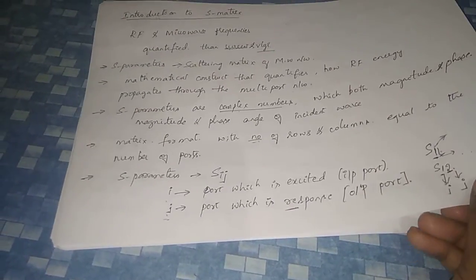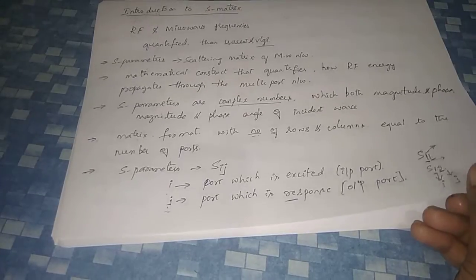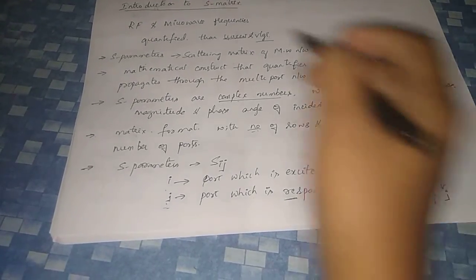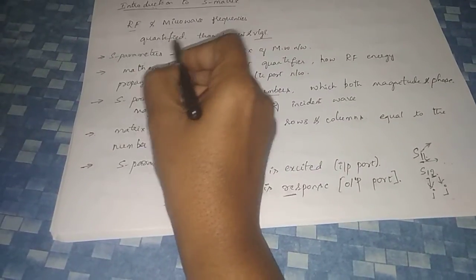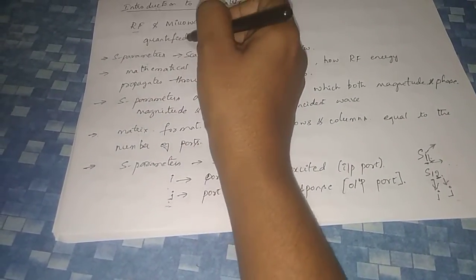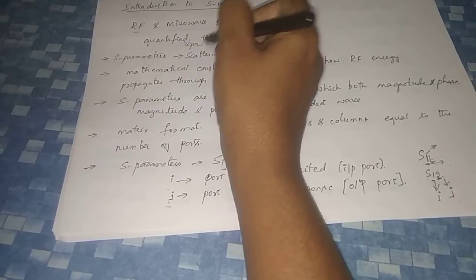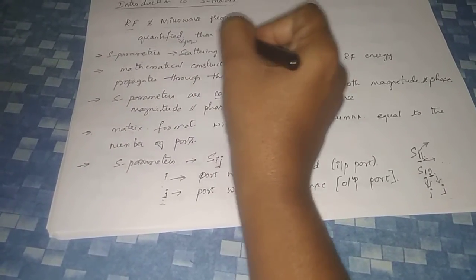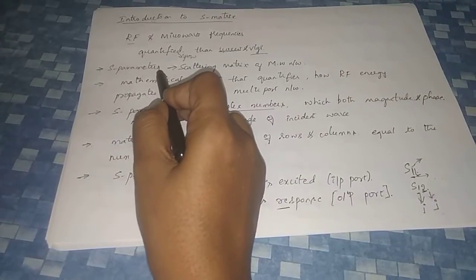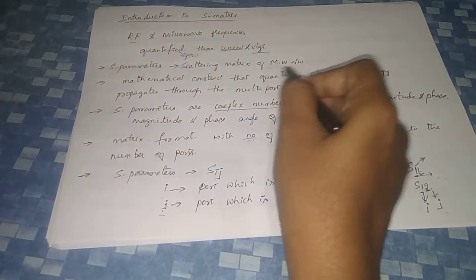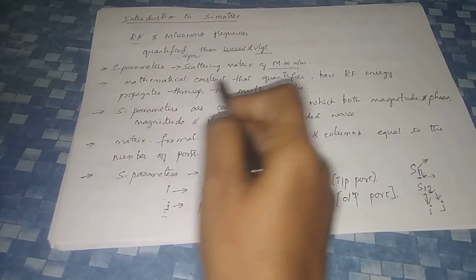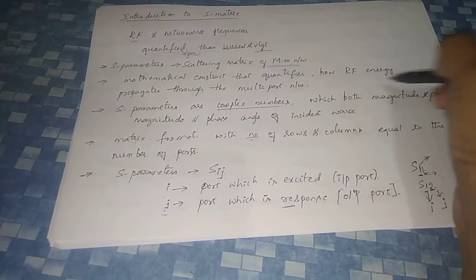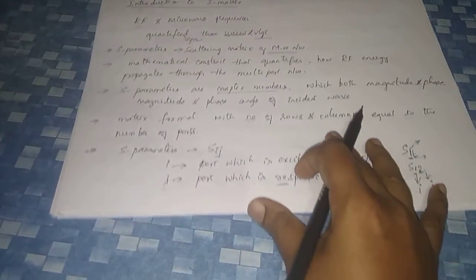S parameters are used for radio frequencies and microwave frequencies, where you can quantify the energy and the power. You are considering energy and power, not the current and the voltages. S parameters are nothing but the scattering matrix of the microwave network. It is a mathematical construct that quantifies how RF energy is passing through the multi-port network.